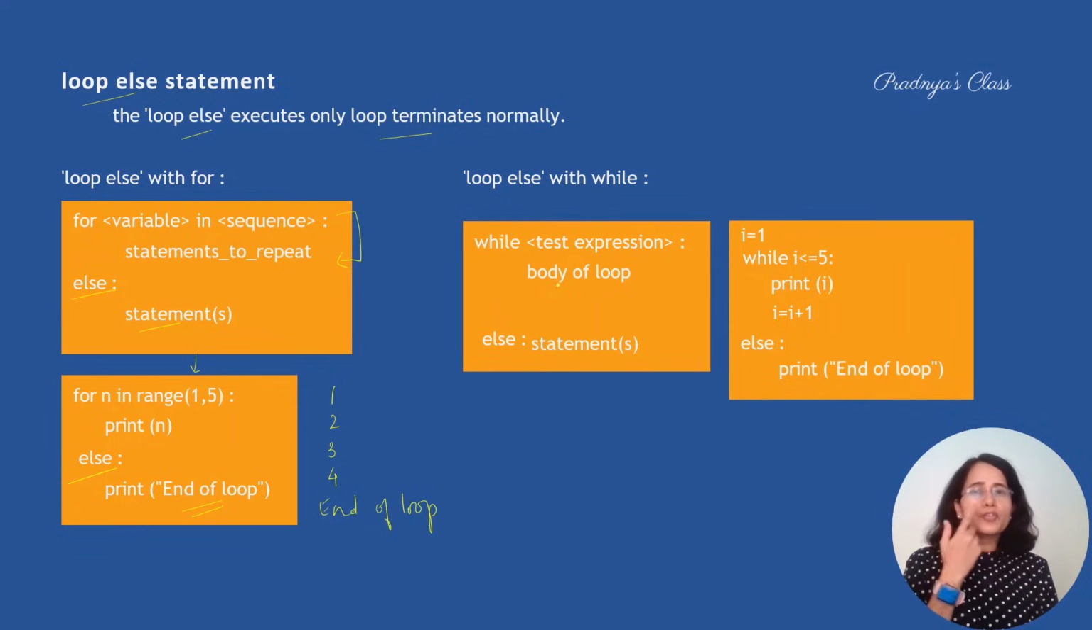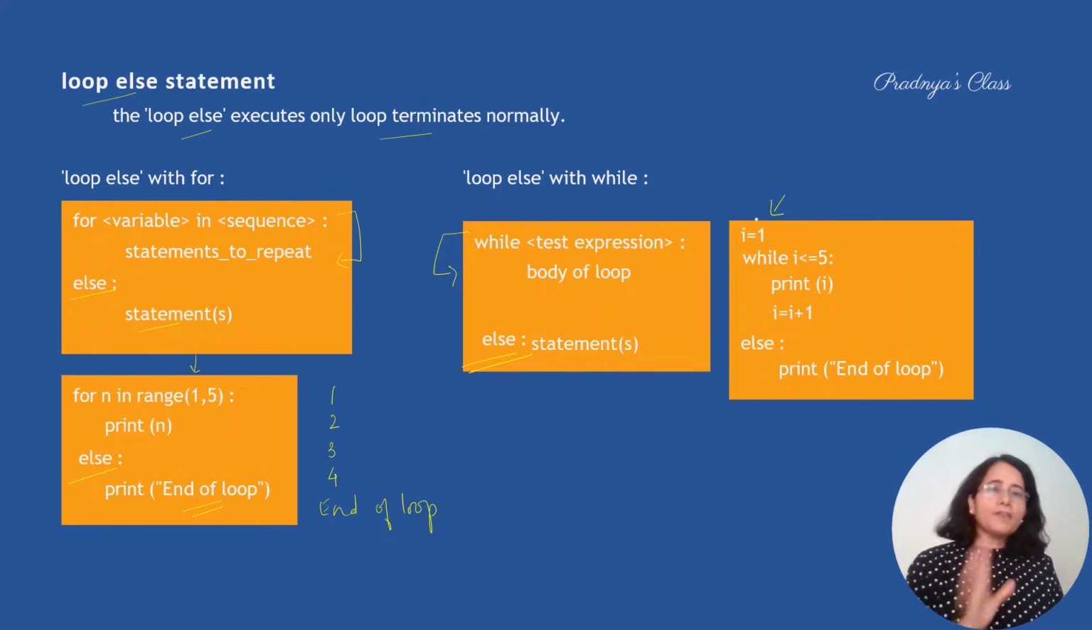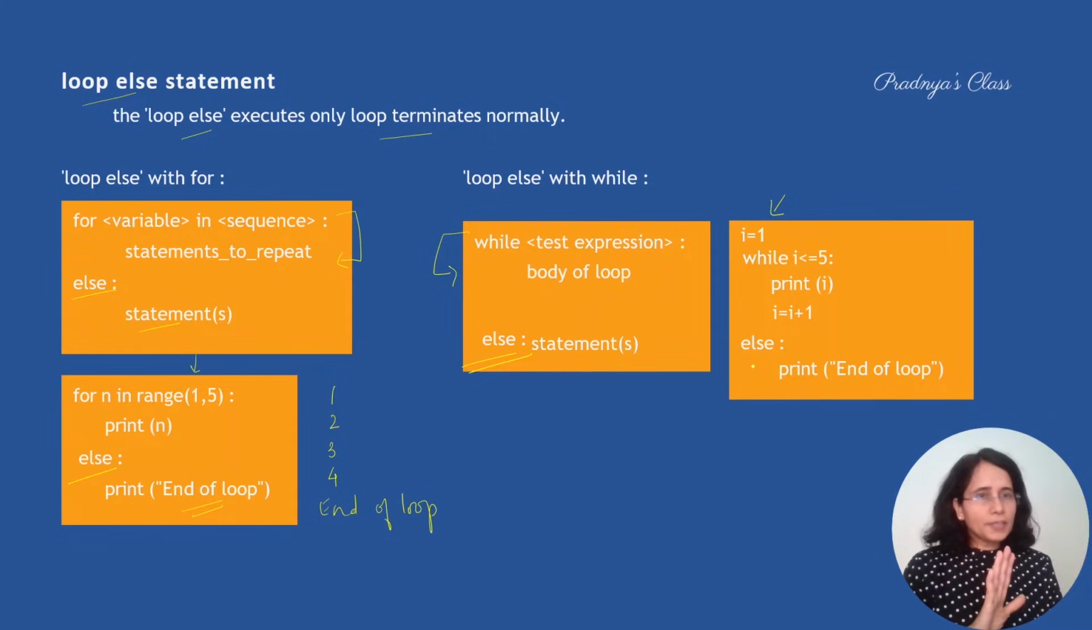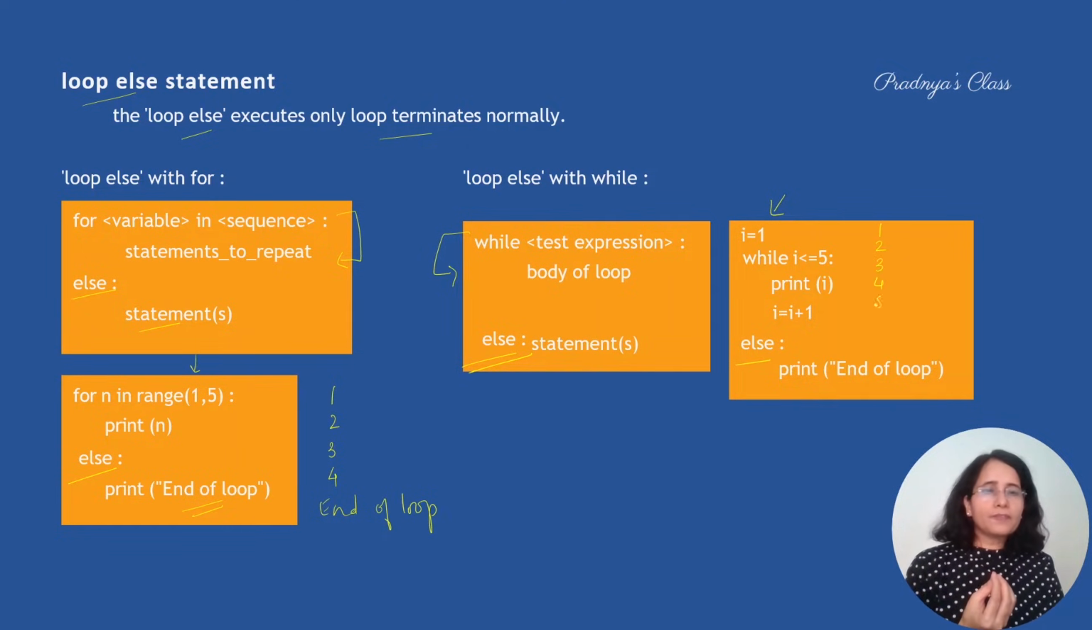We can use this loop else statement with while also. So the syntax of while is same, and along with that we are adding else part. The same program I am considering here but with the while loop. You can see here this loop is also getting terminated normally. So the else part will execute and we'll get the output like this. So we'll get first numbers from 1 to 5 because this loop is getting executed till 5, and at the end we will get this message.